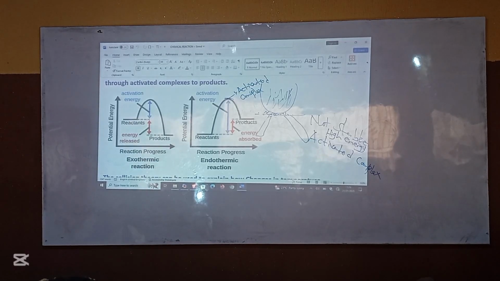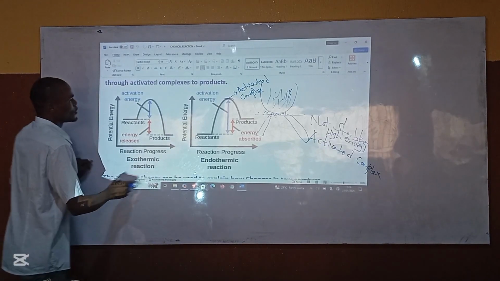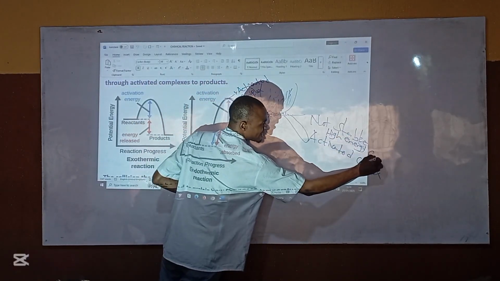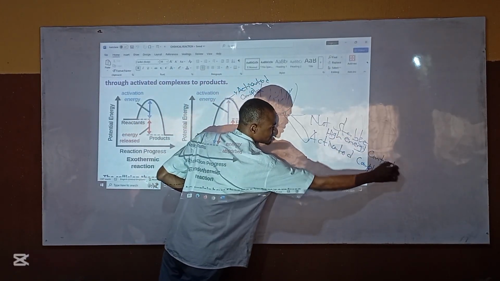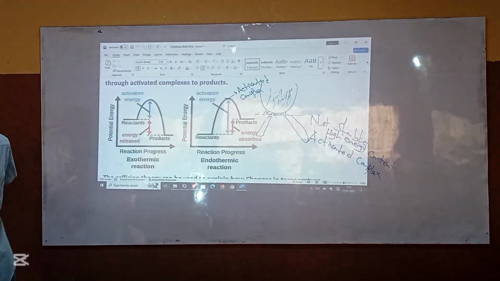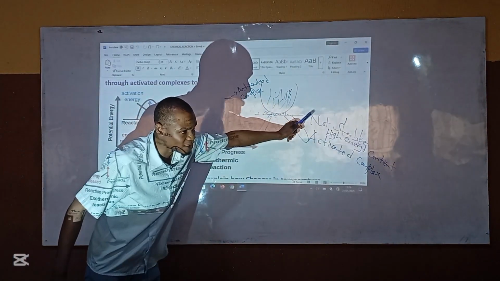This is called the energy profile diagram. You can see it down here. So the point where they contain high energy content on the energy profile diagram is called the activated complex. Because of this, you can judge they are not stable at this point.